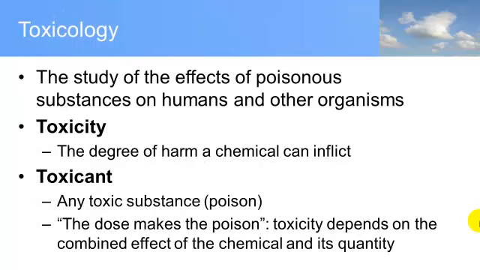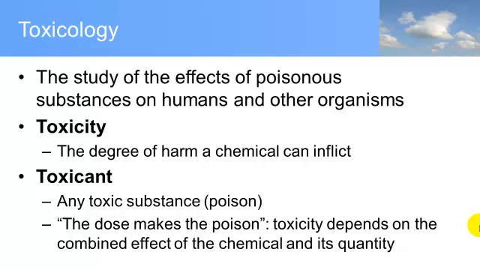Toxicology is the study of poisonous substances in the environment. Toxicity is the degree of harm a chemical can inflict. So anything material that is a poison or a toxicant is something we can be concerned about. The cliche is the dose makes the poison. That says that toxicity depends on both the nature of the chemical and the amount you're exposed to.